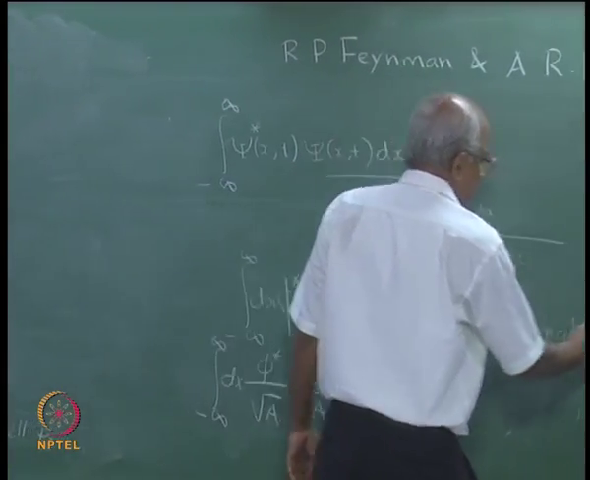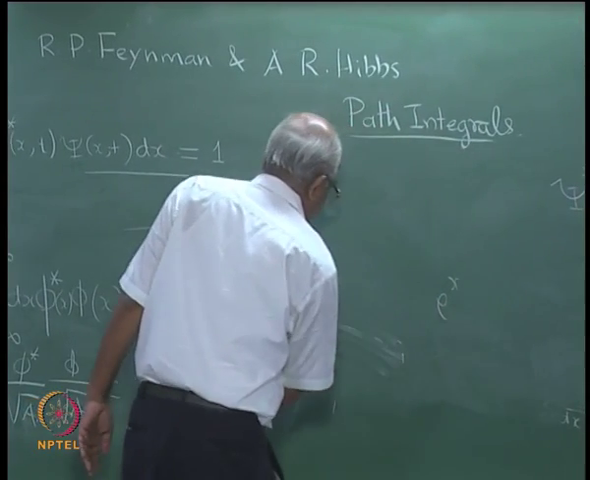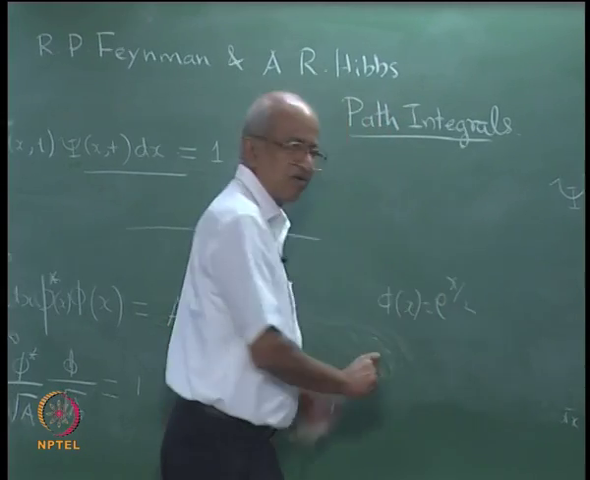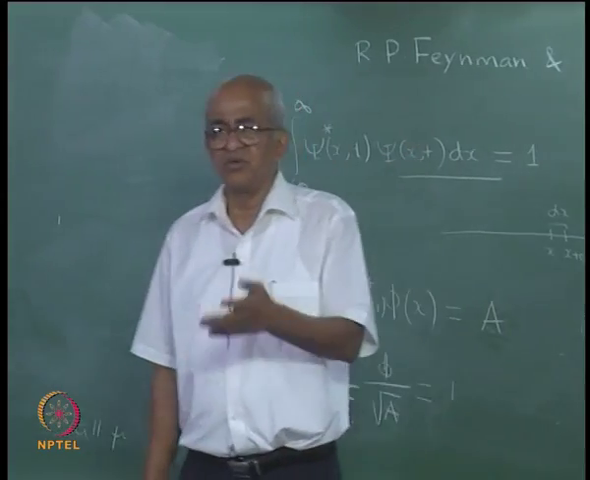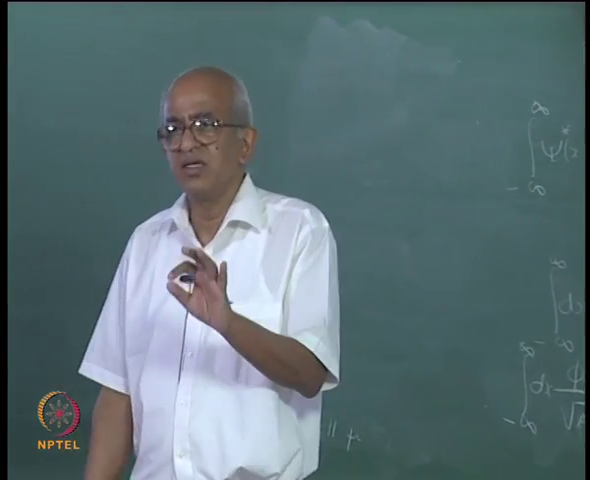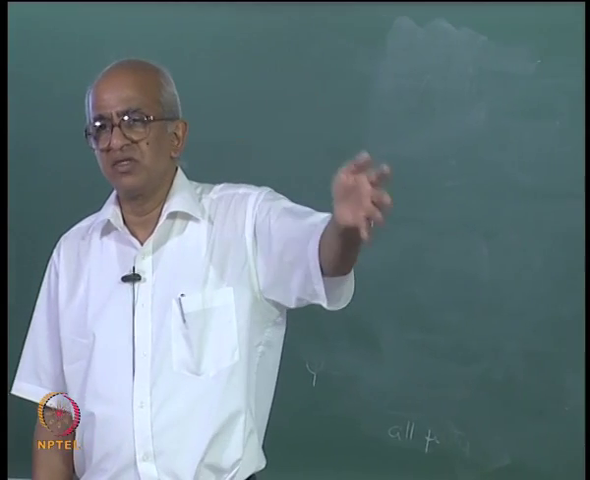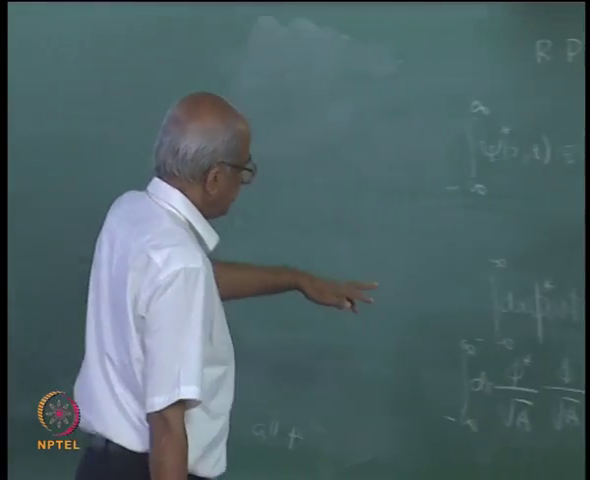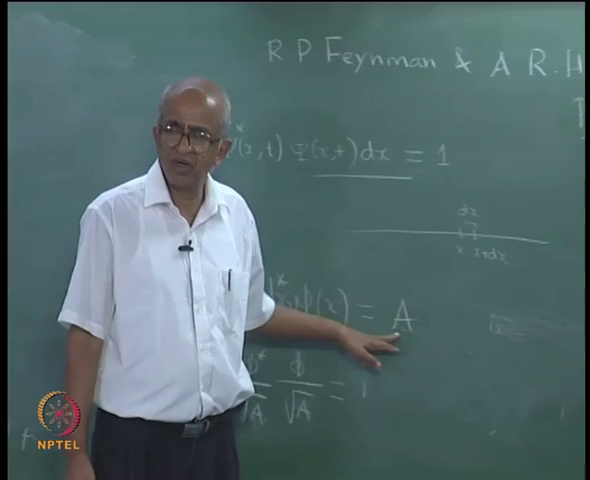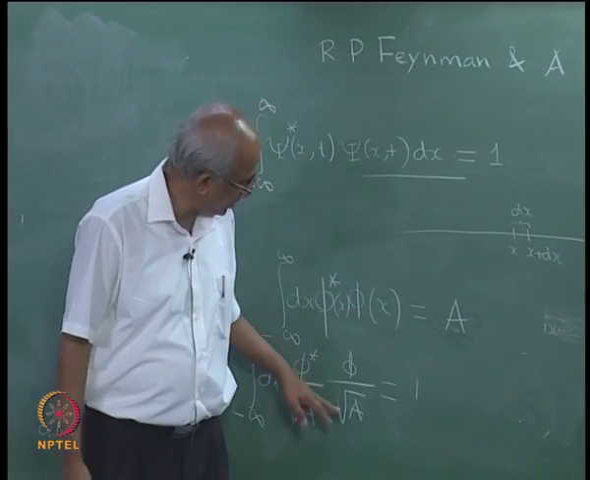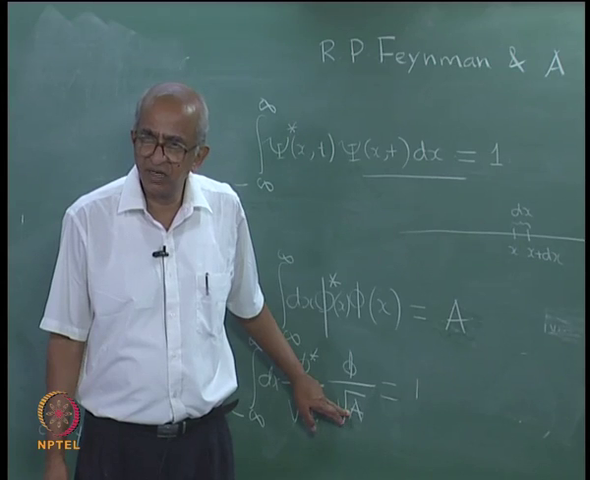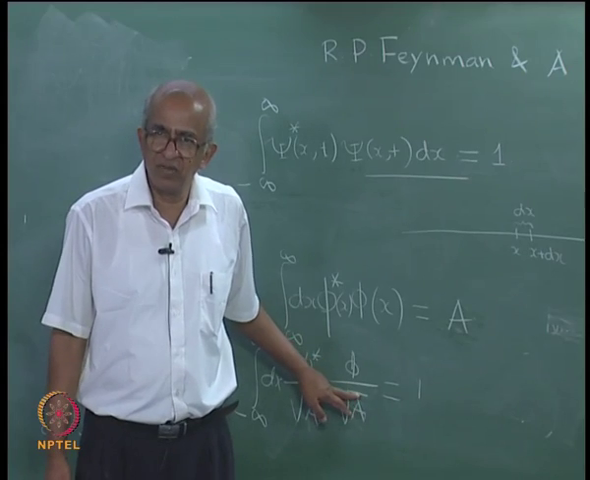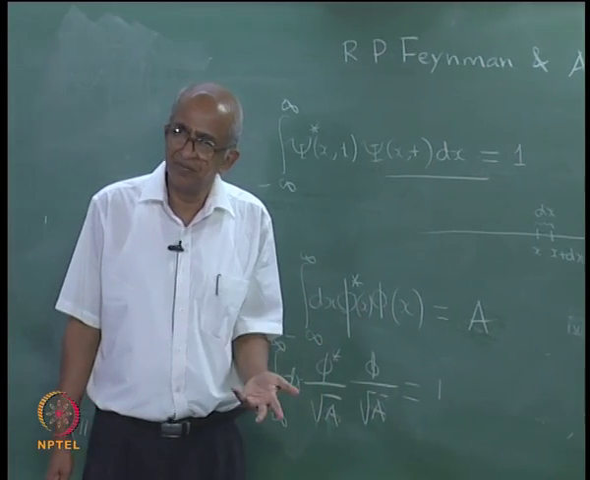A function like, suppose the function is e to the power of x by 2. Well, I do not think I will work this out, but if you actually perform the integral, you will find that phi star phi integrated from minus infinity to plus infinity actually is infinity. So, if a is infinity, then what will you do? You will take your phi multiplied by 1 by square root of a, but a itself is infinity. So, square root of a will be infinity, and therefore 1 by that is going to be 0.